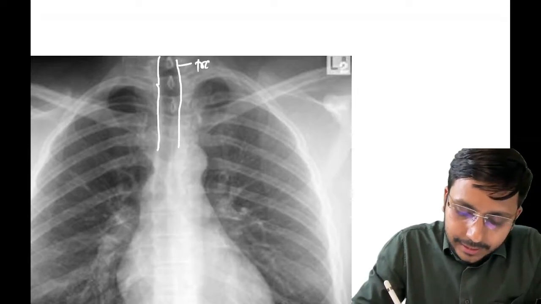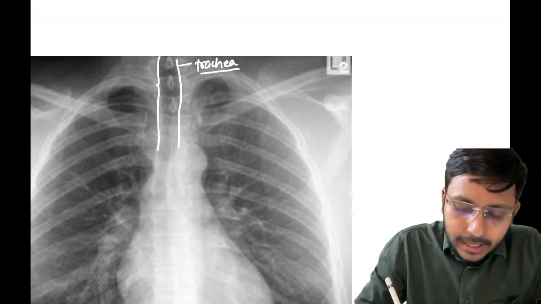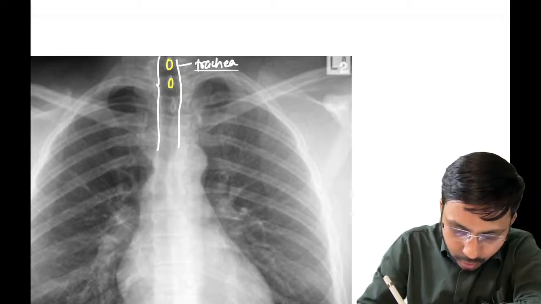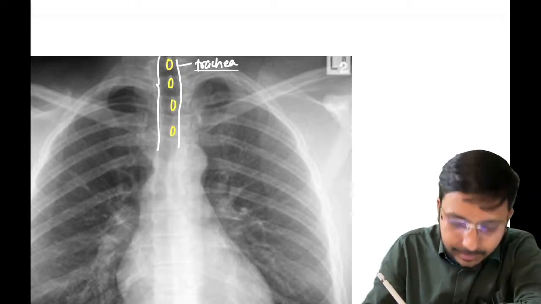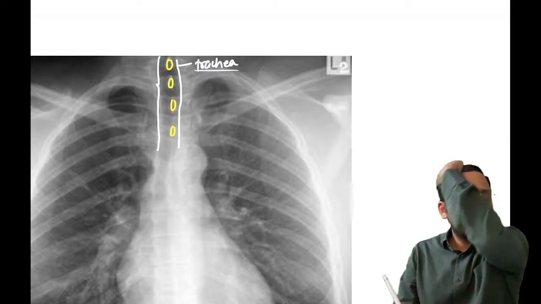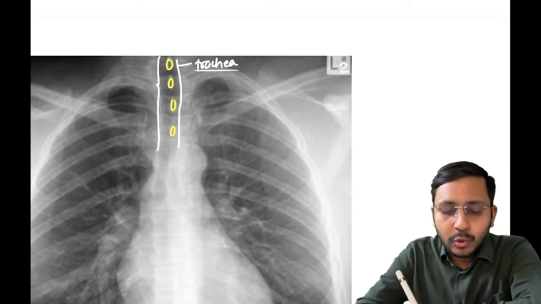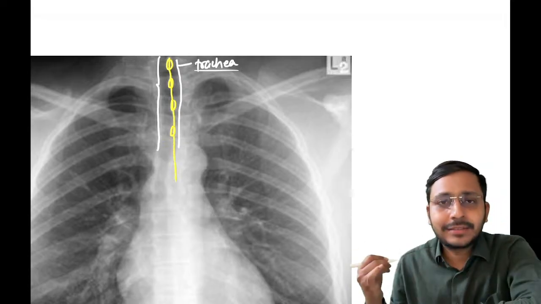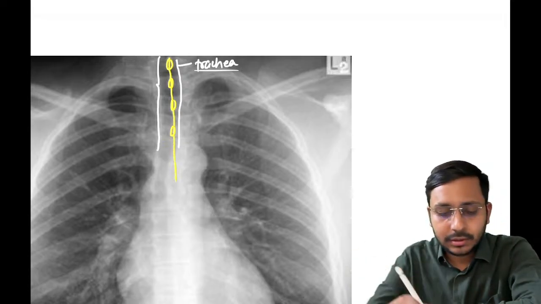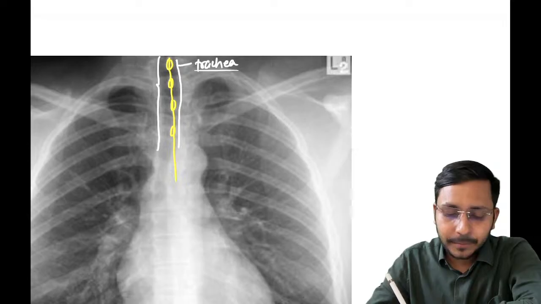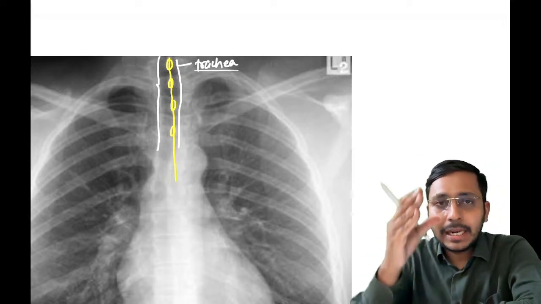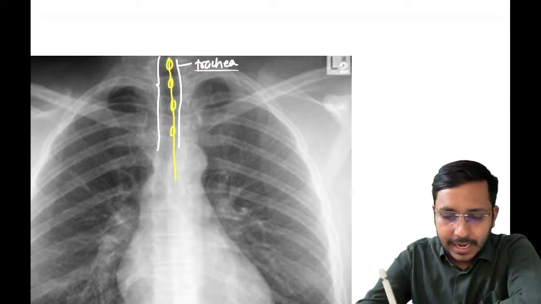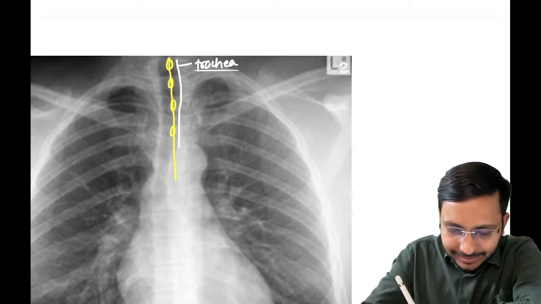This is the trachea, and through the trachea you can see these white colored rounded or oval structures. These are nothing but the spinous processes of the thoracic vertebrae. So you draw a line intersecting all the thoracic vertebrae spinous processes. Now this forms the midline of your patient's body. This is the midline of the patient, and from this line we assess.